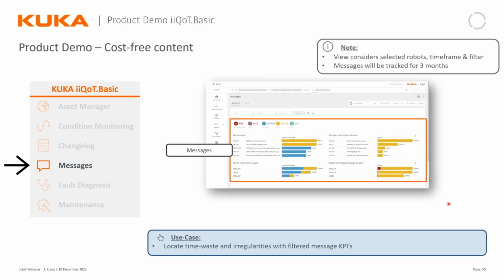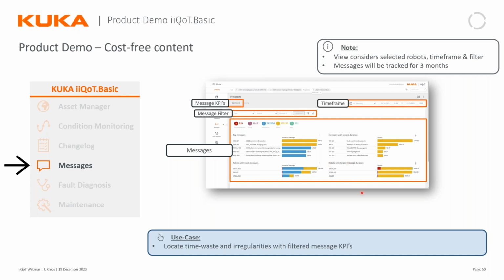The next module is messages. Messages is, of course, all the messages which are being shown on a KUKA SmartPad, but here in this dashboard, in this tab, being shown as messages KPI. So here we accumulate from 3 robots from the last 3 months a certain amount of messages. These messages, of course, also can be filtered. So we have different filter options in order to get more clarity out of this presentation of the messages.